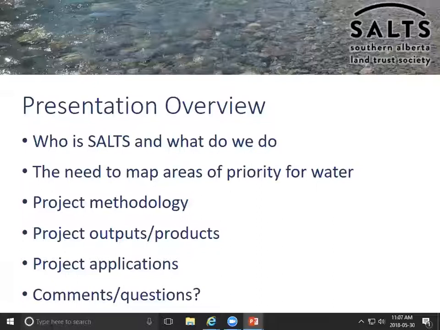In terms of the presentation, I'm just going to talk briefly about SALT, who we are and what we do. Talk about the genesis for this project. What is the need to map areas of priority for water, and where did that begin? And then I want to go through the actual project methodology. So how did we go about creating these maps? And then what were the outputs and products that we wanted to have as tools for anyone working in a watershed to preserve watershed health? And then I want to talk about some specific applications for different potential users of these products, and then we'll move into comments and questions.